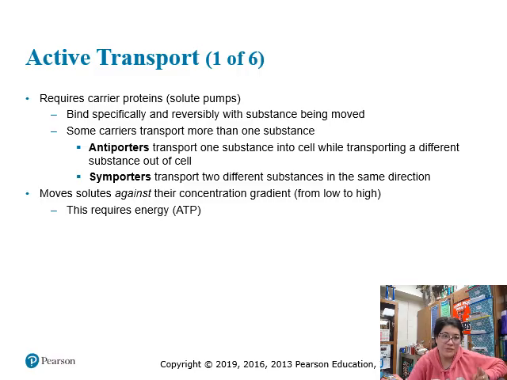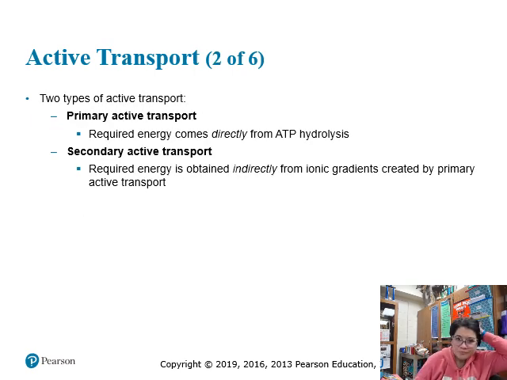There's two kinds. There's antiporters, those are the ones where when one thing is coming in, another thing is going out. And then symporters, when two different things come in the same direction. So the names kind of make sense, but that's what the two types are. There's also primary active transport and secondary active transport. Primary is when ATP is directly being used to make the transport happen. And then secondary is when it's indirectly being used somewhere else, and then that causes the transport to happen.